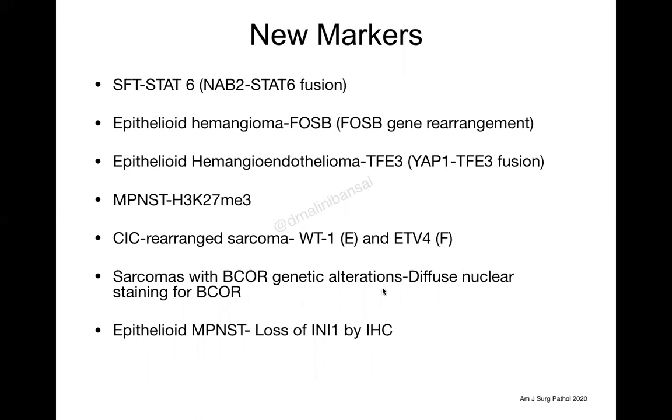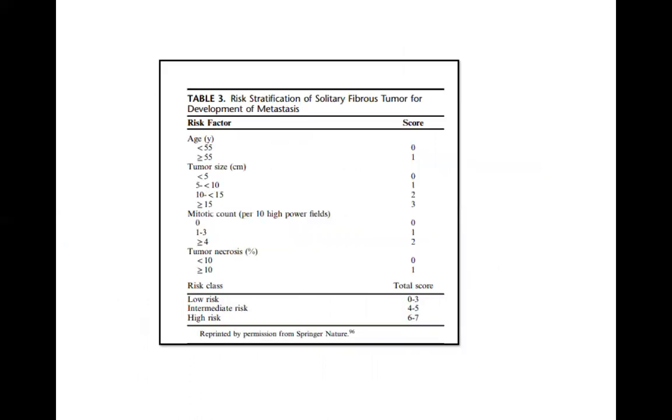Sarcoma with a B-cord genetic alteration will show diffuse nuclear positivity with B-cord IHC, and in epithelioid MPNST there is a loss of INI1 by IHC. So these are the newer markers which could be extrapolated in the diagnosis of these soft tissue tumors.